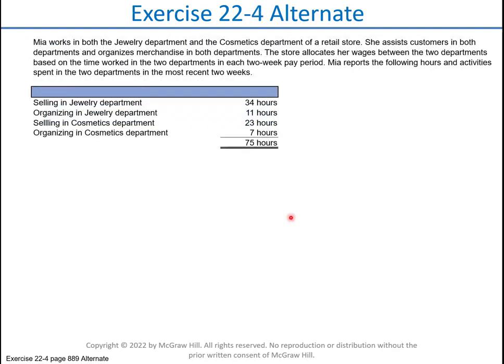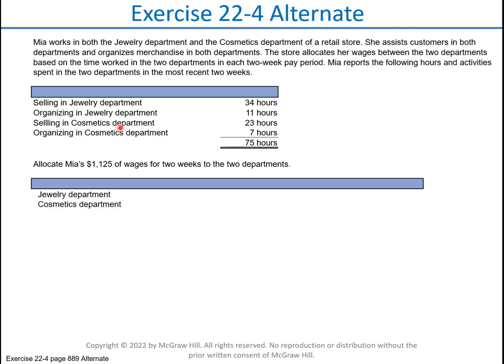This is exercise 22.4. This person, Mia, works in two different departments, and we want to allocate her salary between these two different departments, jewelry and cosmetics. Mia earns $1,125 for 2 weeks, and so we want to allocate it between jewelry and cosmetics.